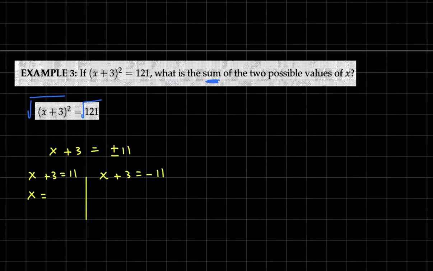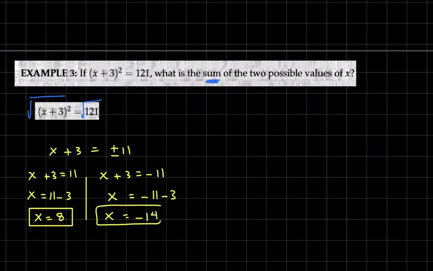So the first value for x is 11 minus 3. X equals how much? X equals 8. And here x equals negative 11 minus 3. So x equals how much? Negative 11 minus 3, so x equals negative 14. In the question, we need to get the sum of these. The sum of these two solutions is 8 plus negative 14, which is negative 6.